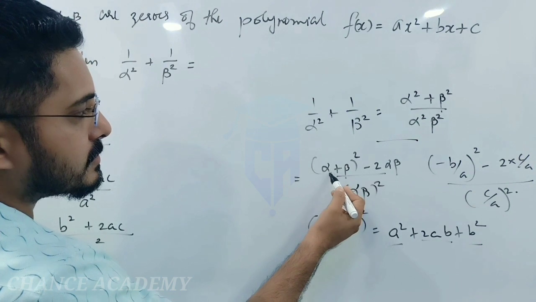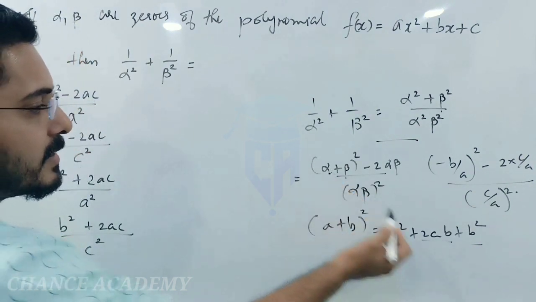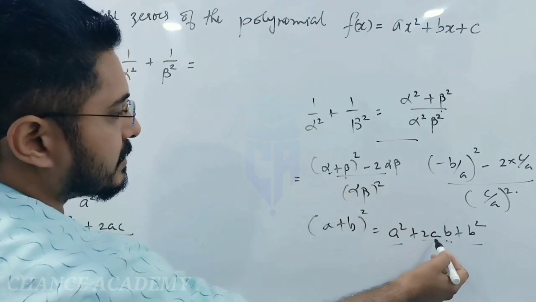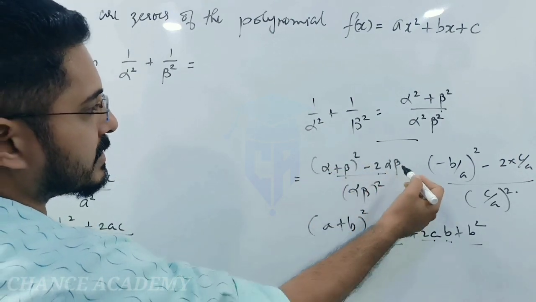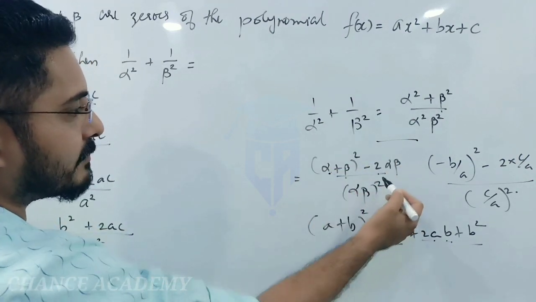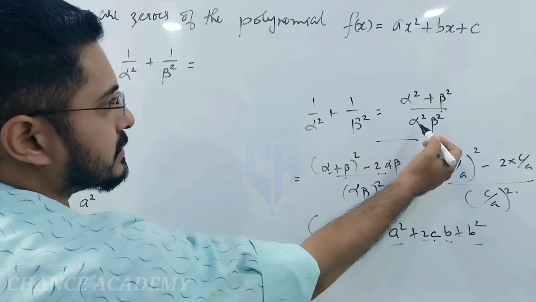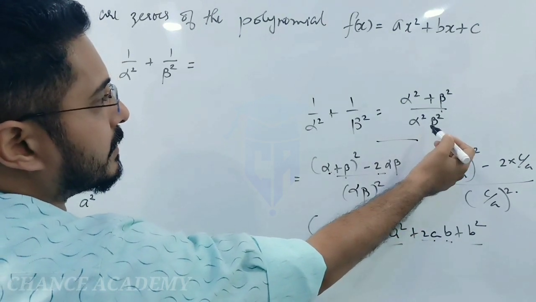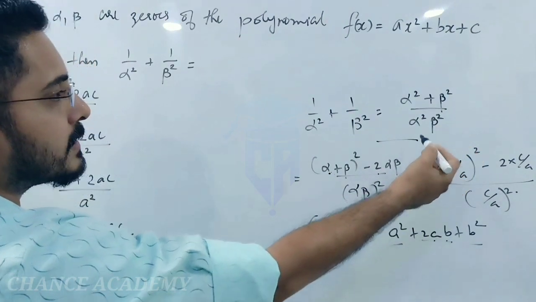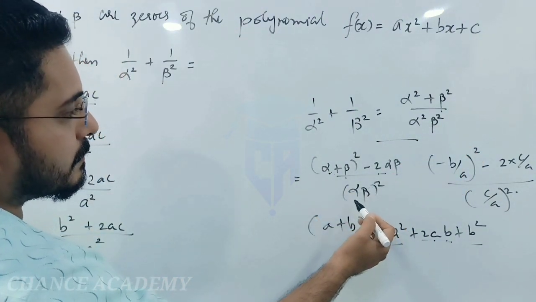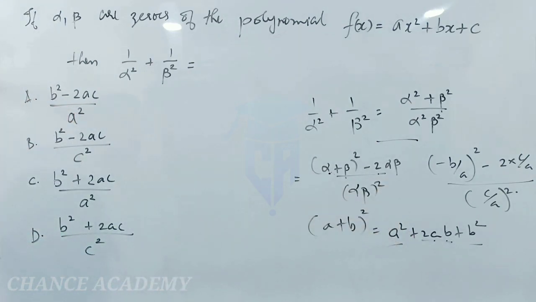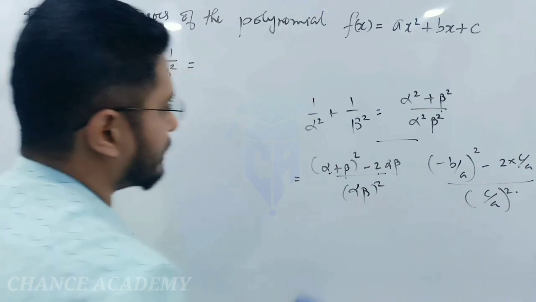On expanding alpha plus beta the whole square, we'll be getting 2 alpha beta. On subtracting that, this will be of the form alpha plus beta the whole square minus 2 alpha beta, whole divided by alpha beta the whole square. Since alpha and beta squares are written separately, we can combine that using the laws of exponents and represent it as alpha beta whole raised to 2. Now everything is known to you. You can find alpha plus beta.